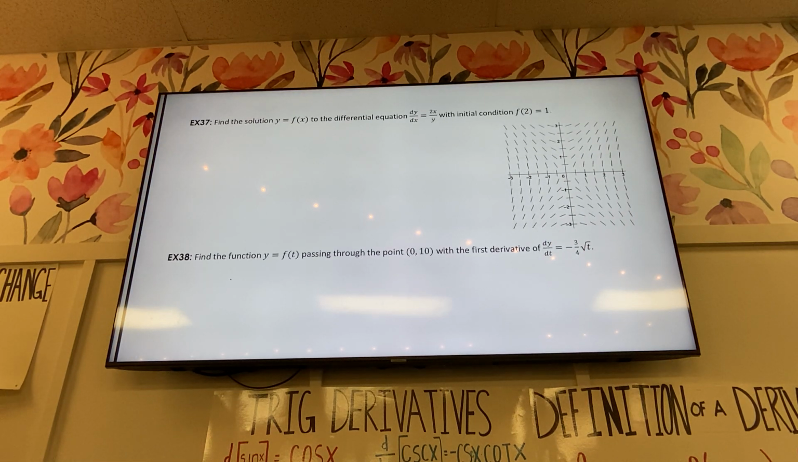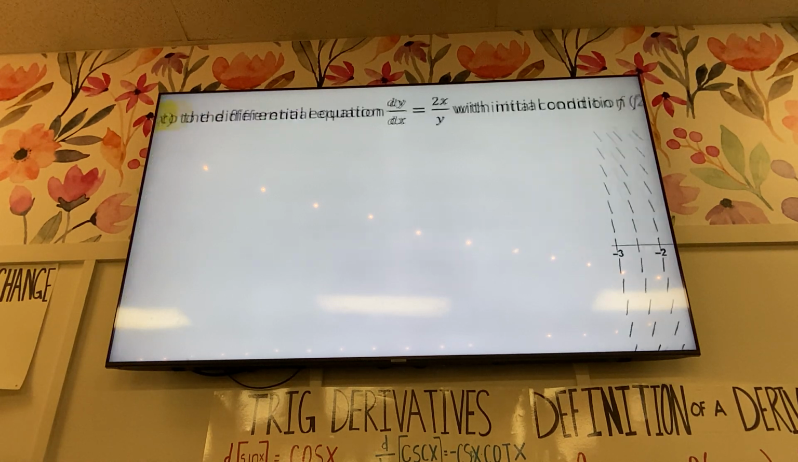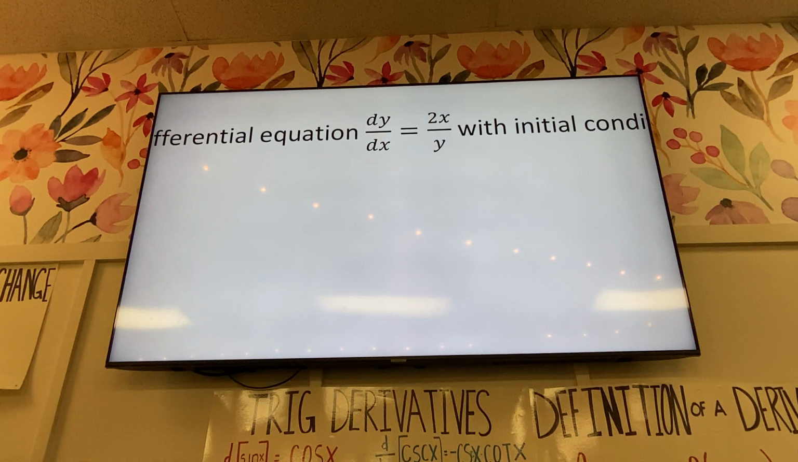All right, find the solution y equals f of x. So right here, the directions are telling me to solve for y. So this one I am actually going to have to solve for y. But first I'm going to separate the variables and find the general solution. So I'm going to move the dx.